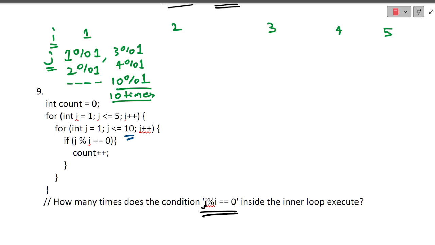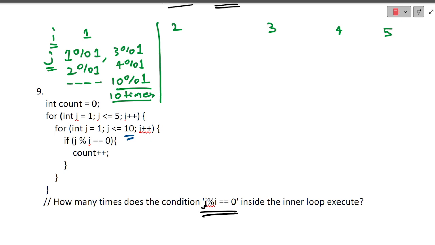As I can see, every number is divisible with what? Is divisible with 1. So as I can see, 1, 2, 3, 4, if I take 1 till 10, every number will be divisible with 1. So for the first time it is till 10. Are you able to understand what I'm saying? Then for the second time.